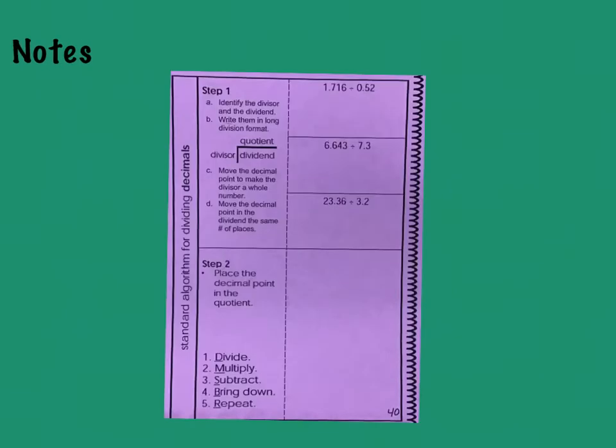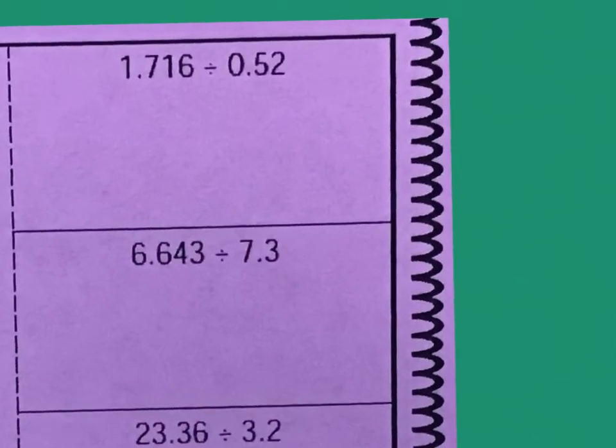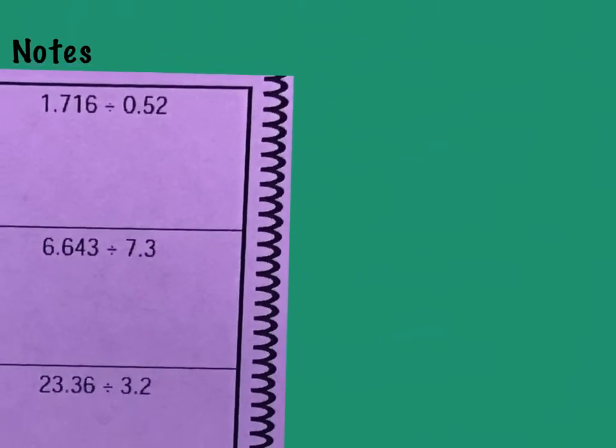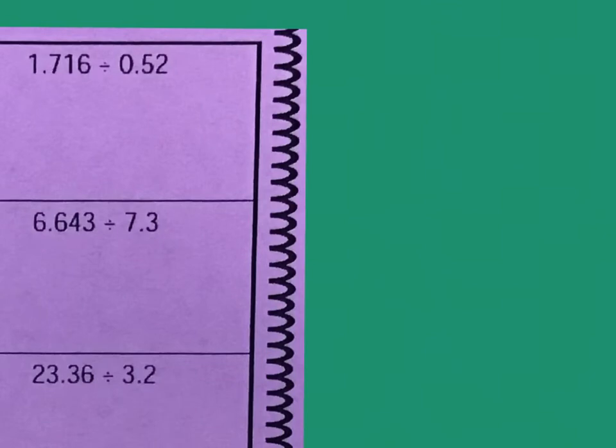Okay, so today we're taking on dividing decimals, and there isn't a whole lot of room here, but I want you to see the process. I'm going to do it right over here so I can have enough room to show you. So I am doing 1 and 716 thousandths, and I am dividing it by 52 hundredths.